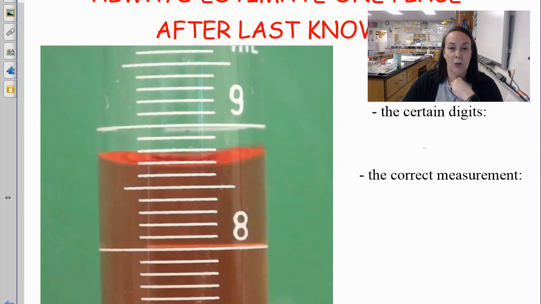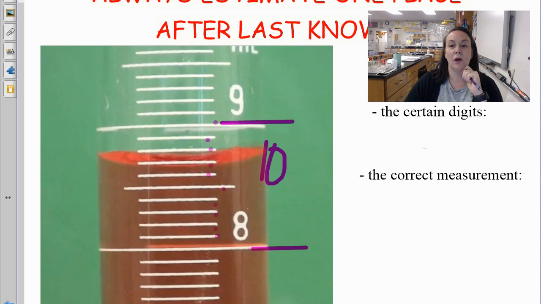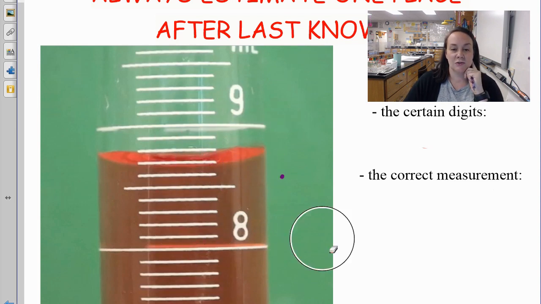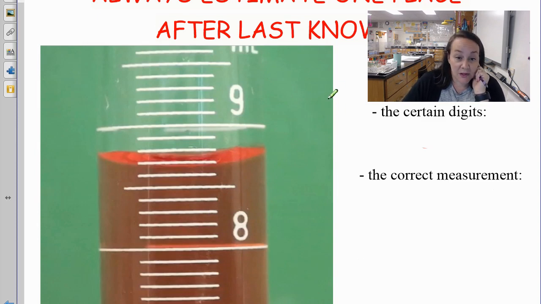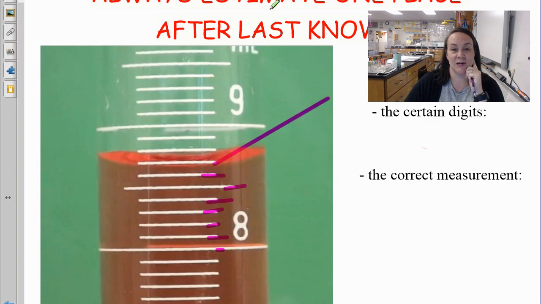So I want you to take a moment. You see that we have between 8 and 9. There's 1, 2, 3, 4, 5, 6, 7, 8, 9, 10 increments. So each of these have to be worth how much? Good, 0.1 milliliters. So now let's take a look at where our meniscus is. Our meniscus, I believe from the bottom of it, is right under this line right here. So we're going to say it is at least 8.1, 8.2, 8.3, 8.4, 8.5, 8.6. So we all agree it's at least 8.6 milliliters.